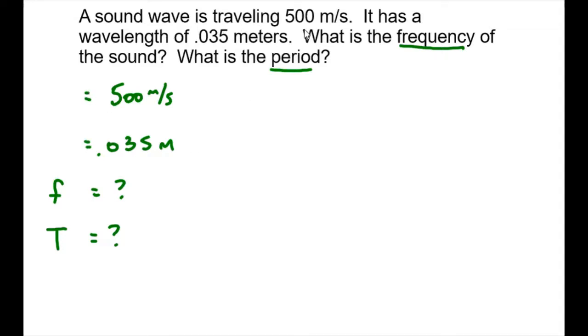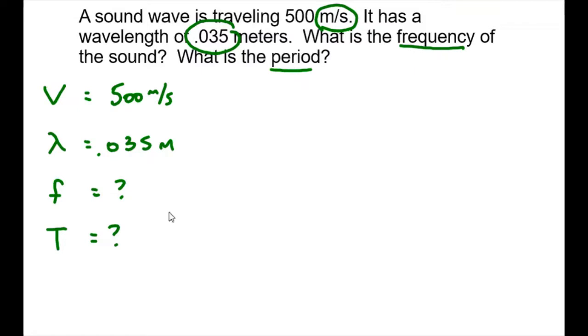All right, sound wave is traveling 500 meters per second. We should know whenever it's meters per second, that's the velocity. And it says right here it has a wavelength of 0.035. So remember that weird symbol is wavelength. It looks like an upside down Y. We have wavelength labeled there.